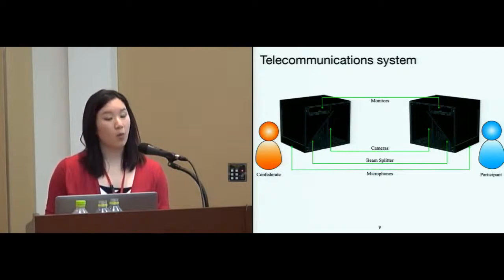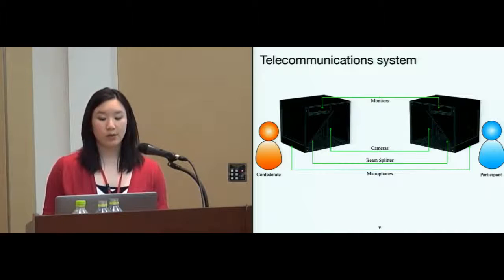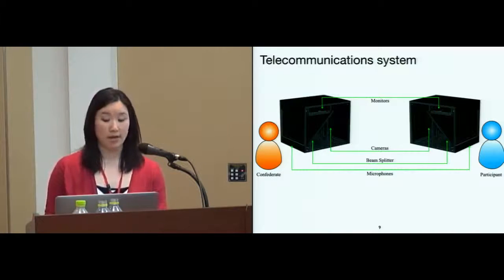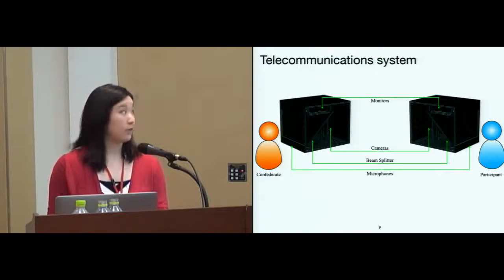Beam splitters are like one-way mirrors. A participant sees the reflection of the monitor, but the camera can see through the beam splitter. So when the participant looks at the beam splitter, they are actually looking right at the camera, thus permitting eye contact. Here's how the system works.